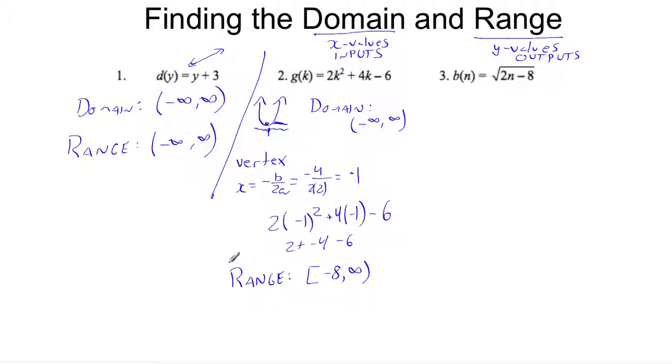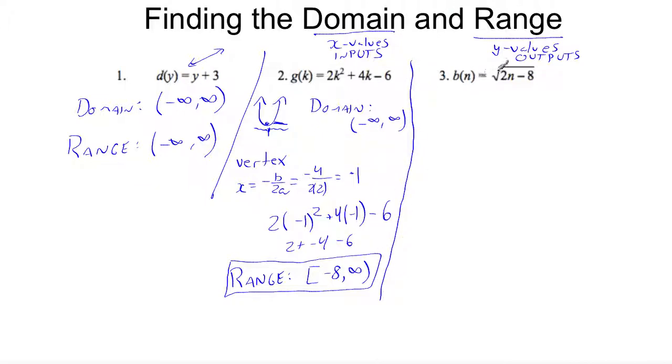I put the brackets there again because it actually equals negative 8. If I plug in negative 1, I get a value of negative 8. But there's no way that you can get anything less than negative 8 by plugging in any value of k.